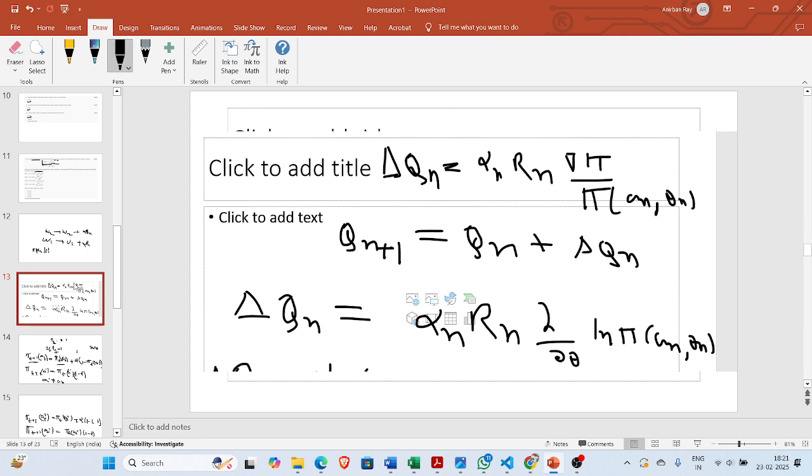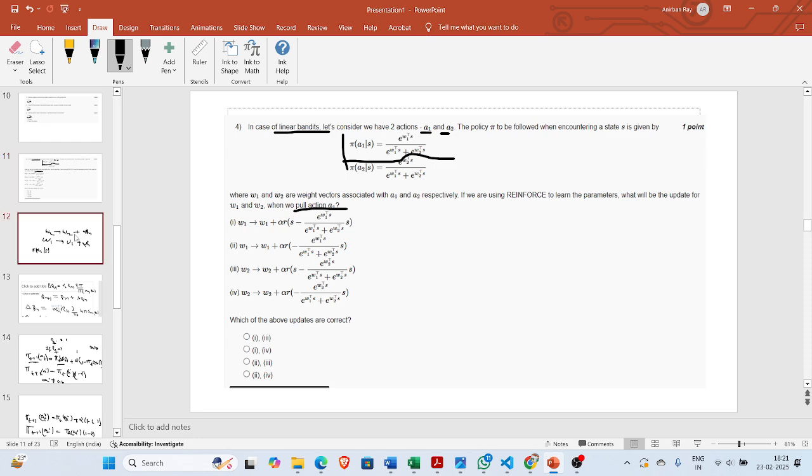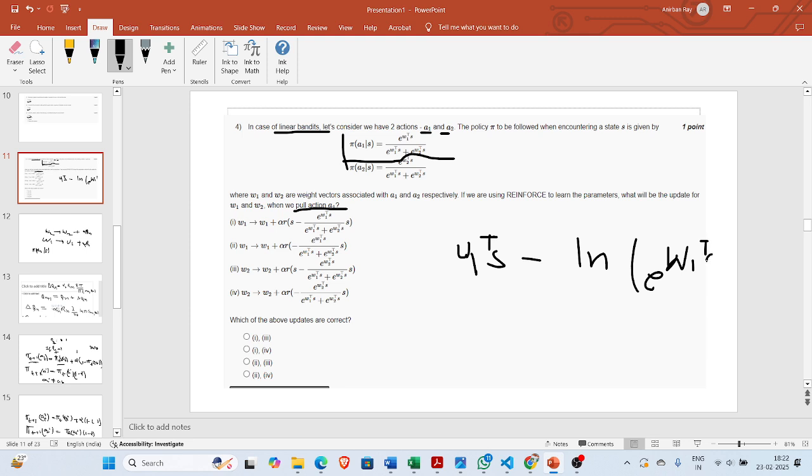So the logarithm of that. Let's take the logarithm of this, so ln. Of course division will become subtraction, and this will become ln of e to the power w1 transpose s, minus ln of e to the power w1 transpose s plus e to the power w2 transpose s. Okay, this is what we get.